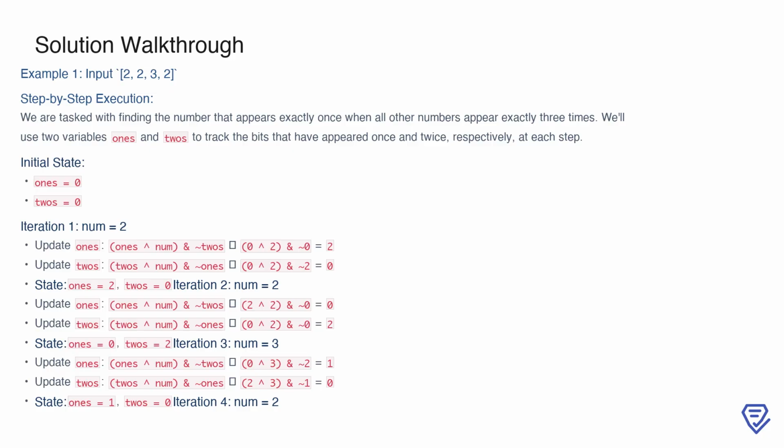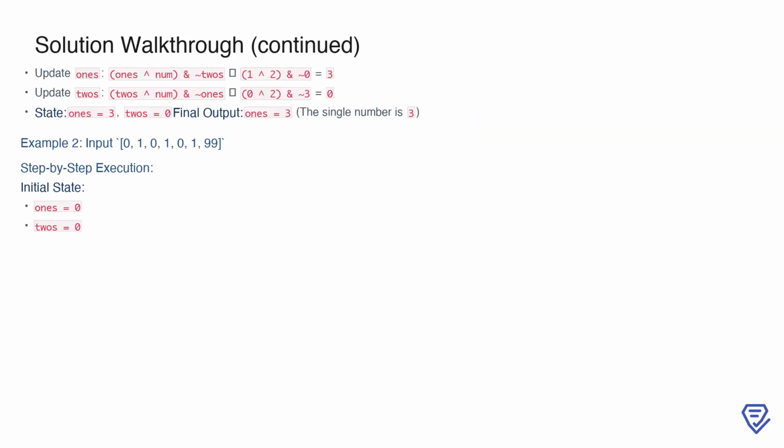On the second iteration, with the same number, 2, we update ones to 0 and twos to 2. This change reflects that the number 2 has now been seen twice. For the next number, 3, we update ones to 3 and twos back to 0, indicating that 3 has been seen once. Finally, when processing another 2, ones becomes 3, and twos remains 0. The value of ones at the end, which is 3, represents the single number that appears exactly once in the array. Now we move to the second example with the input array 0, 1, 0, 1, 0, 1, 99.